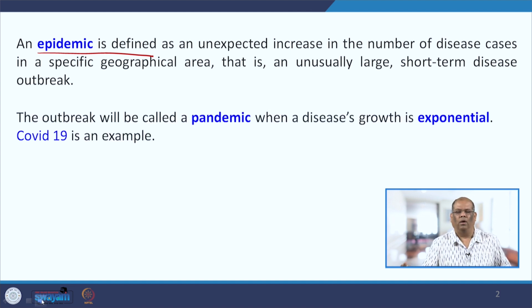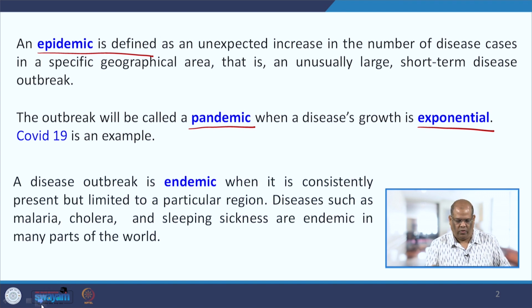However, we generally use the word pandemic. The difference is that the outbreak will be called a pandemic when the disease growth is exponential. That means it is very, very high, very, very fast. As we have seen in the case of COVID-19, the infectious rate is very, very high. It was just catching up exponentially. So that's why we use the word pandemic for COVID-19.